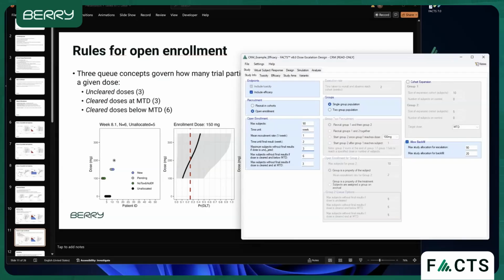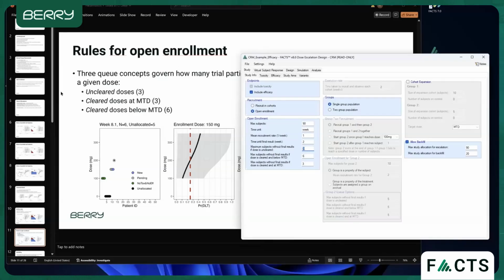Imagine that we want to have 4 patients to clear a dose, but we always only allow 2 patients to be on a dose before they have their results. Then what would happen is we would assign 2 patients to 100 milligrams. We would wait until they have their results, and we would assign 2 more at 100. Then again, we would wait, and only then we would escalate. So how many patients need to be on a dose to clear it is not necessarily the same as how many patients you allow to have on a dose without final results if the dose is uncleared.